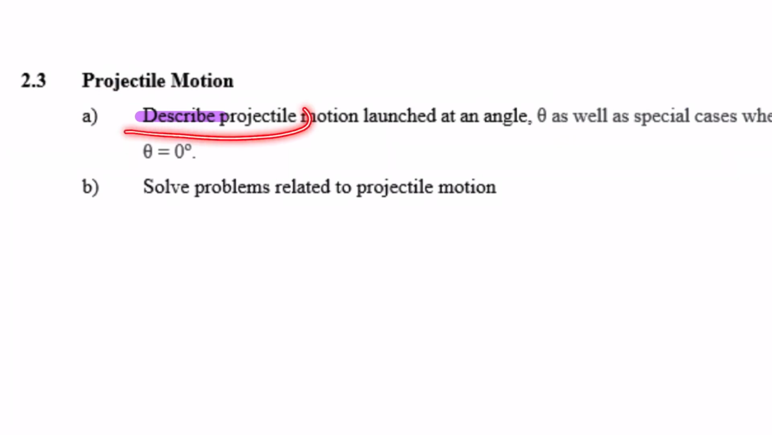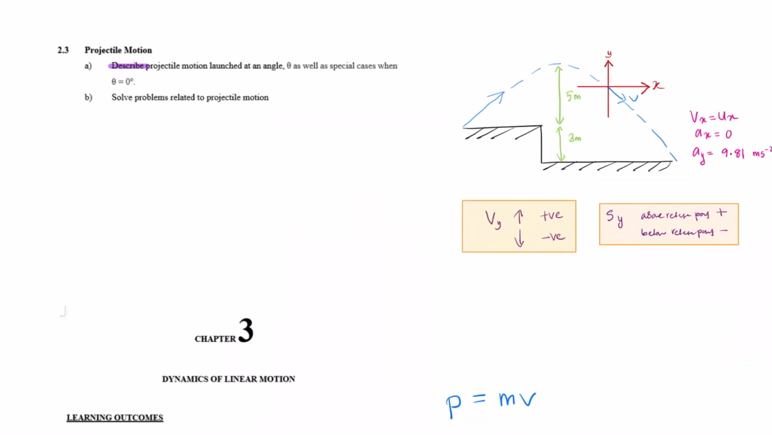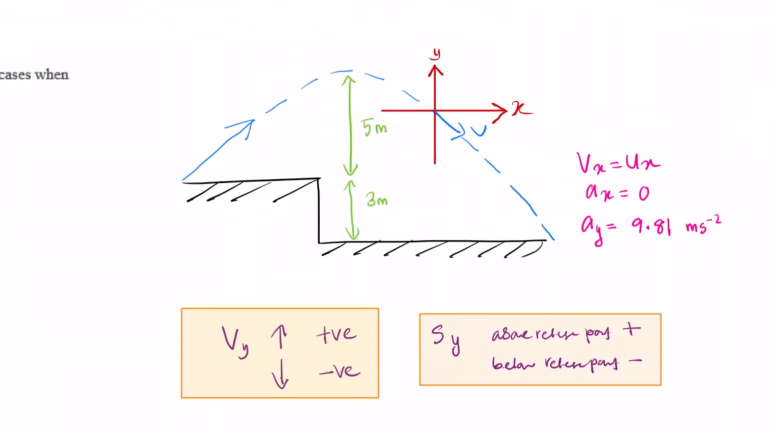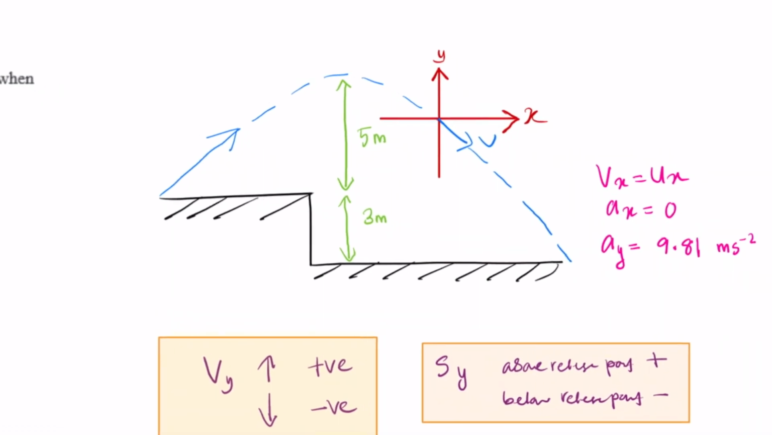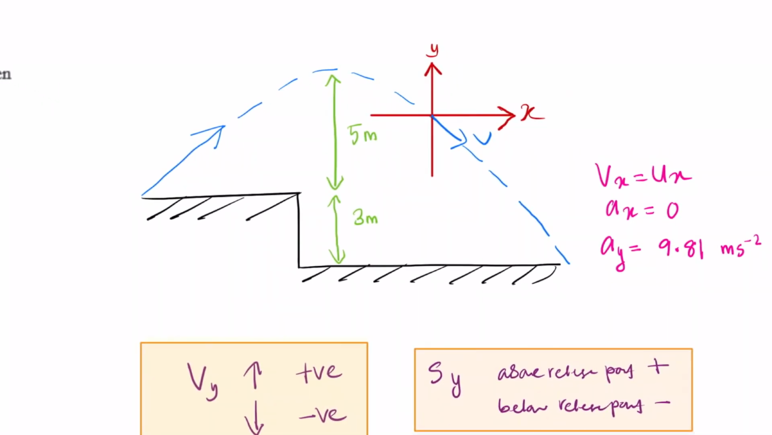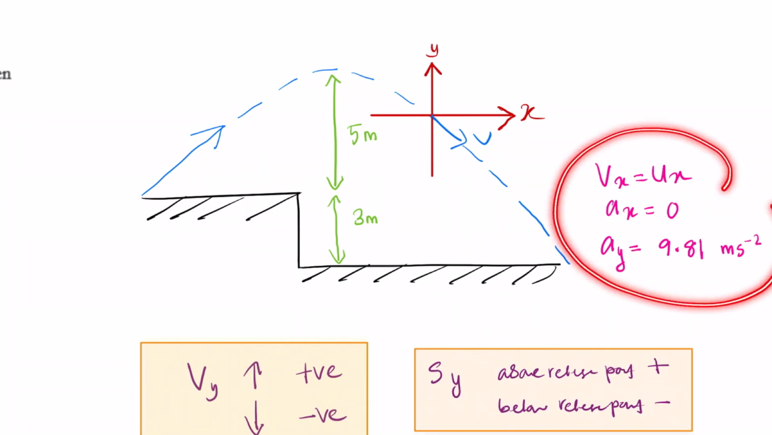This one, describe projectile motion launched at angle theta as well as special cases when theta is equal to 0. What do you need to know? Just ingat yang ini sahaja. Kita seperti mana kita maklum bahawa projectile motion dia ada banyak-banyak jenis kan. Saya dah tunjuk dalam lecture hari tu contoh-contoh dia. Saya concludekan based on this diagram. I'll already tell you about the motion and then the sign. Cuma dalam kuliah hari tu saya tak masukkan ini. So kali ni saya masukkanlah benda-benda penting.